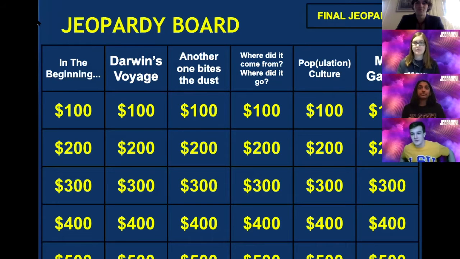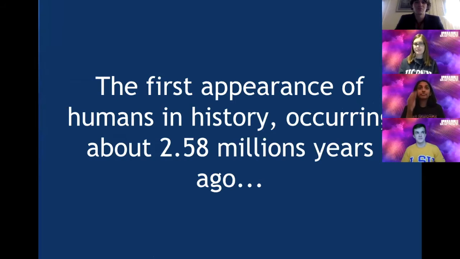Where did it come from? Where did it go for 200? First appearance of humans in history occurring about 2.58 million years ago. Connor. What is the Pleistocene epoch?